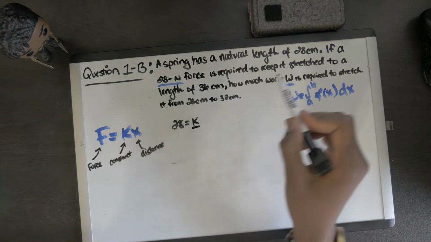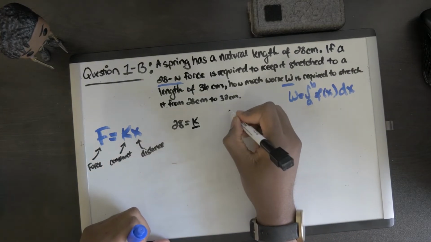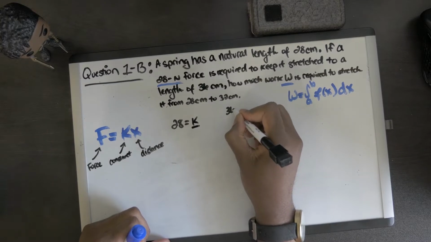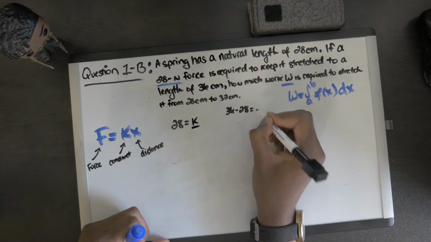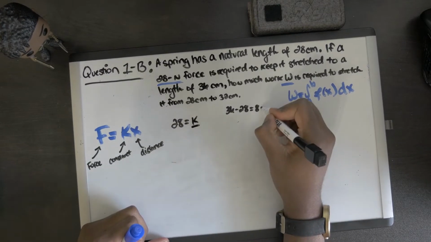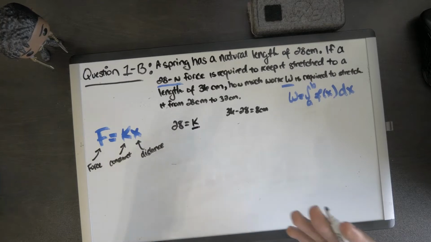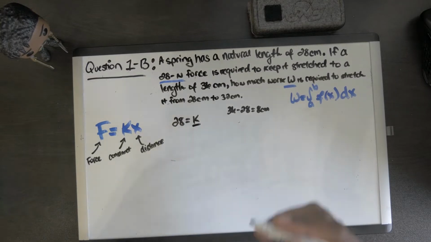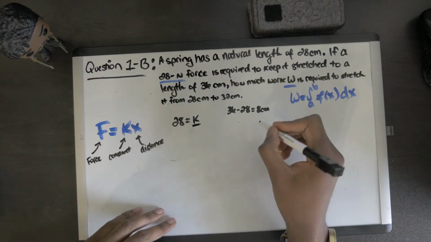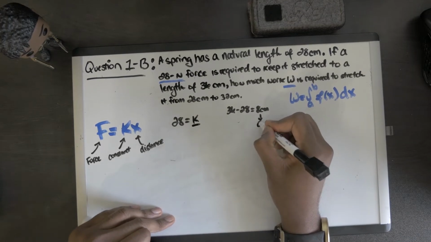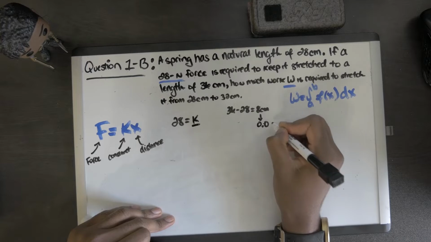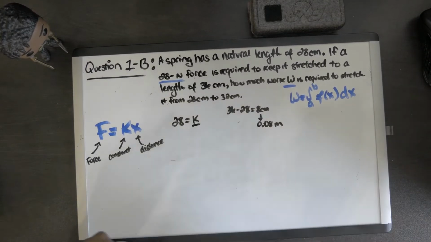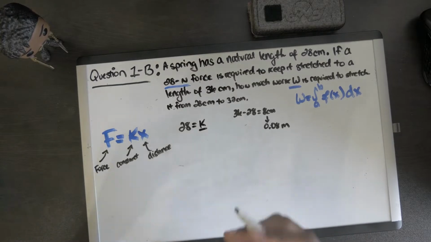To find the distance between 36 and 28, we'll just subtract those two elements. So, what is 36 minus 28? We get 8 centimeters. But keep in mind, anybody who's taken a physics class knows that typically when we're plugging these values into a formula, they're represented by a certain measure. So instead of centimeters, they actually use meters. But that's easy to convert. We know it's 8 centimeters, which converts down to 0.08 meters.